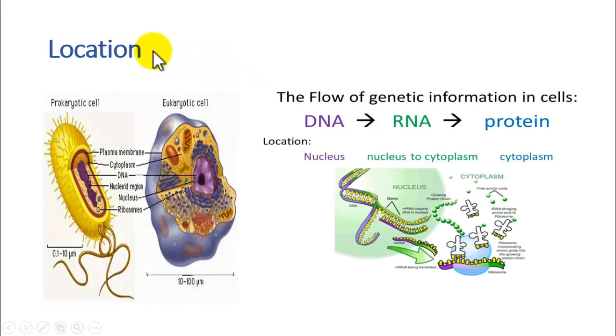Location of the DNA and RNA. DNA is present mostly inside the nucleus of eukaryotic cells, whereas in prokaryotes it is seen in the cytoplasm. Whereas RNA is mostly seen in the cytoplasm in the case of eukaryotic cells, whereas in viruses there is no distinct cell wall, so it will be inside the capsid or the protein cover.